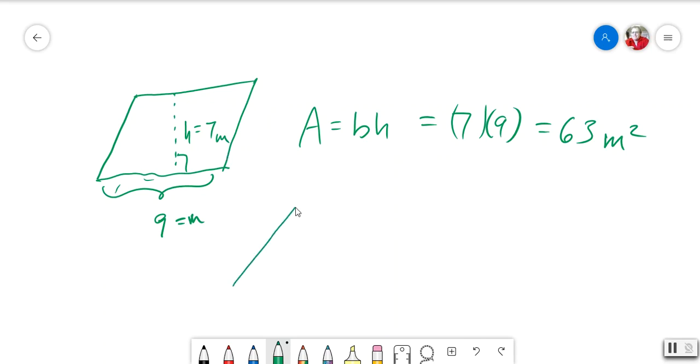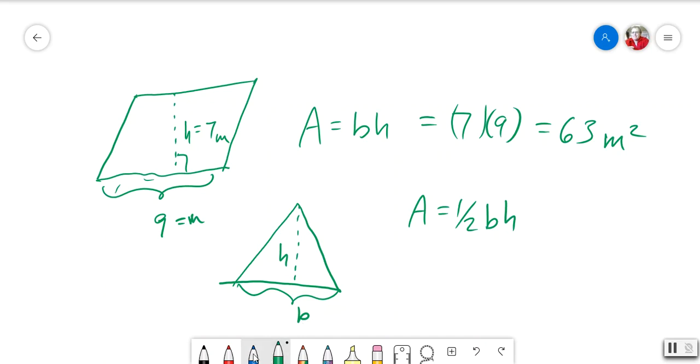A triangle, and I know I said I'm talking about quadrilaterals, but you'll see why I'm doing this. The area of a triangle is 1/2 bh. And that is not a coincidence because guess what? Every triangle is half of a parallelogram. Every parallelogram, if I split it down a diagonal, is 2 triangles. So that is not at all a coincidence. That's the way it works.